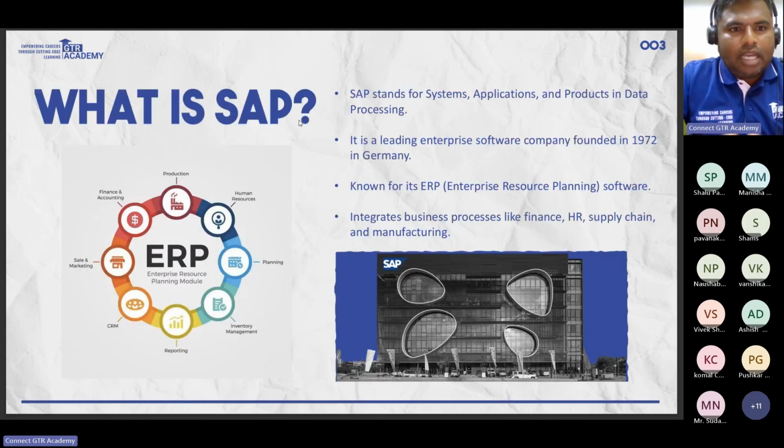So what is SAP and why are we going to use it? SAP stands for System Application Product in Data Processing. It is a German-based company, and in 1972 it invented this software. This particular software is going to solve industry solutions.